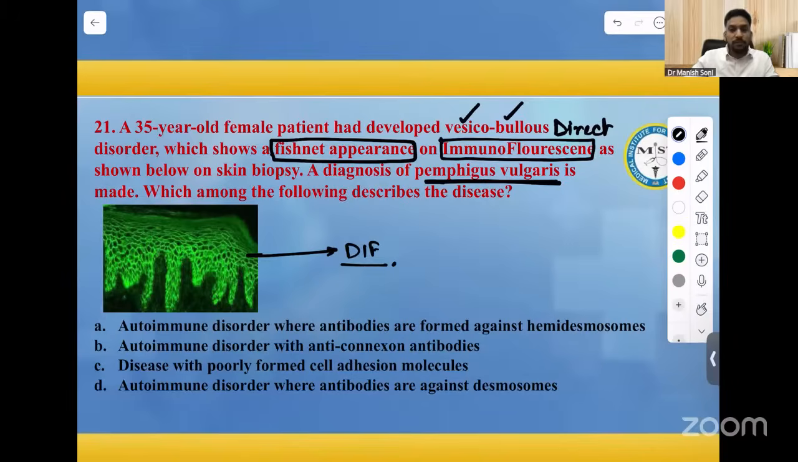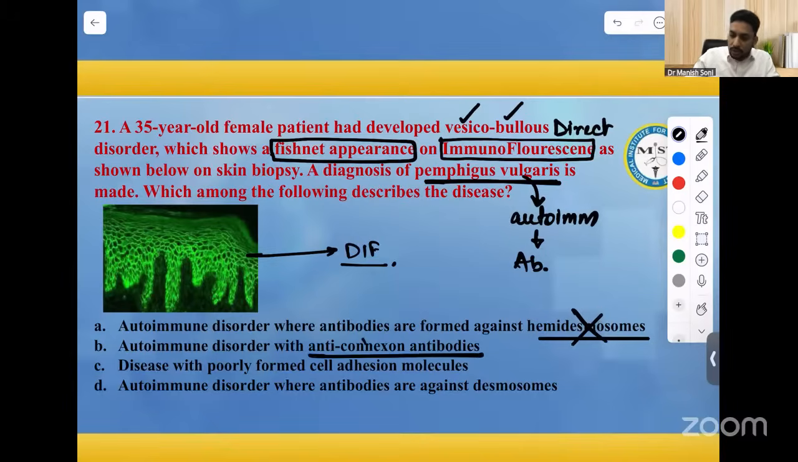Where are antibodies formed? Yes, in pemphigus antibodies are formed. So pemphigus vulgaris is an autoimmune disorder and here antibodies are formed. Are these formed against hemidesmosome? No. Are they formed against anti-connexon antibodies? No. In this disease, poorly formed cell adhesion molecules are there? The cell adhesion is hampered, but it is not poorly formed. Actually, the antibodies are formed against desmosome, which destroy desmosomes, due to which the cell adhesion is hampered.